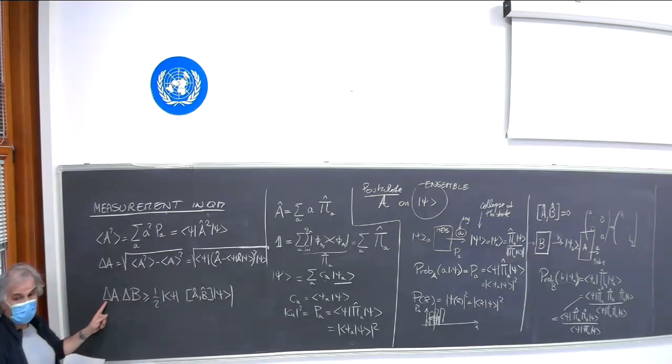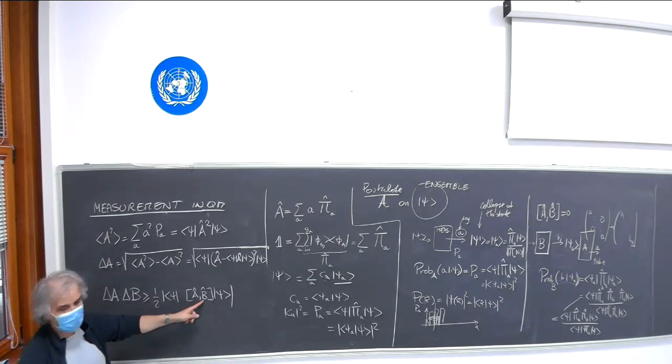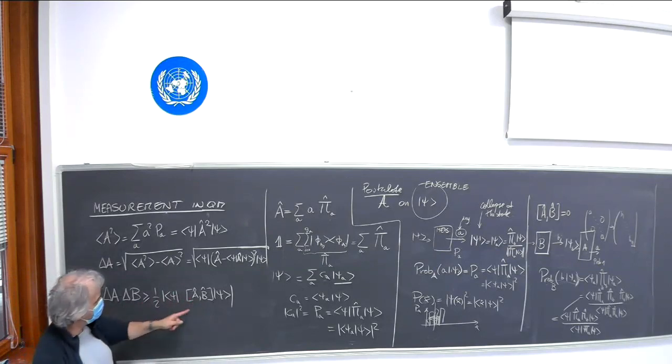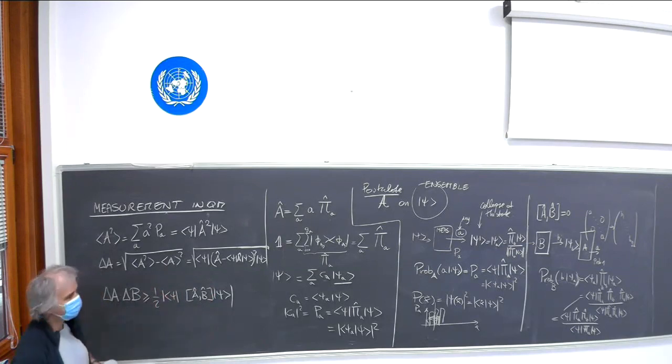If the two operators do not commute, like x and p, here the commutator will be i h bar. And you see that the modulus of this object is just h bar. Okay, so h bar over 2.